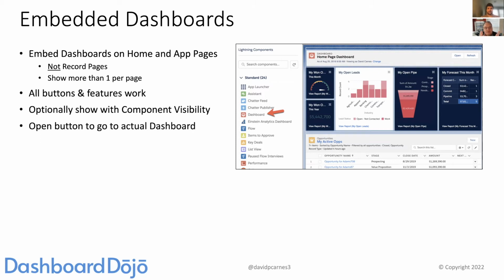So we can embed dashboards into home pages and into app pages. The app page is a little used third type of page, but I'll show you an example of one. We can, as we talked about before, show more than one per page. One kind of nice thing when you add a dashboard onto a page layout, all the buttons, the filters, this is a dynamic dashboard in this particular screenshot, and the change link works. You can hover over things, you can click on the links and whatnot. Basically, all the stuff works.